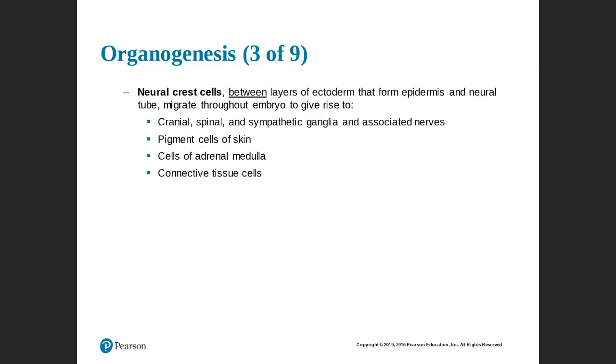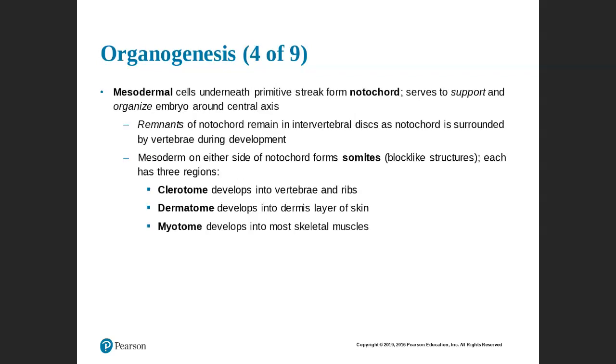The pigmented cells of the skin, cells of the adrenal medulla, and the connective tissue cells. So these are all going to be somewhat related via organogenesis. The mesodermal cells underneath the primitive streak form the notochord, and they serve to support and organize the embryo around a central axis. That produces your central axis, which is your vertebral column.